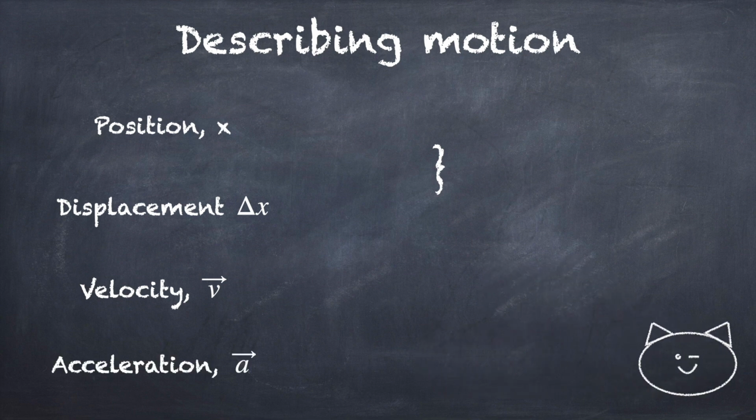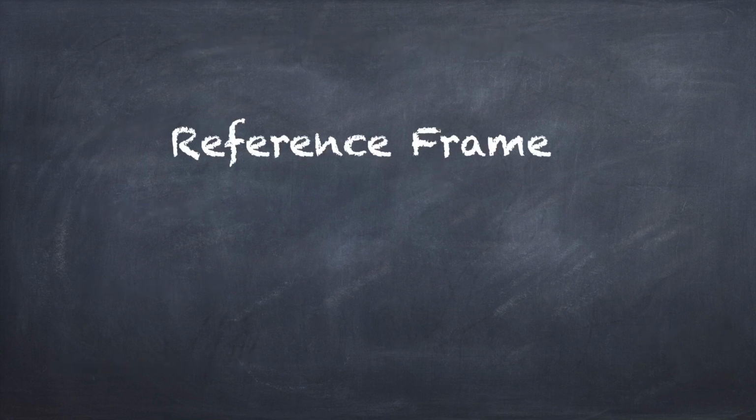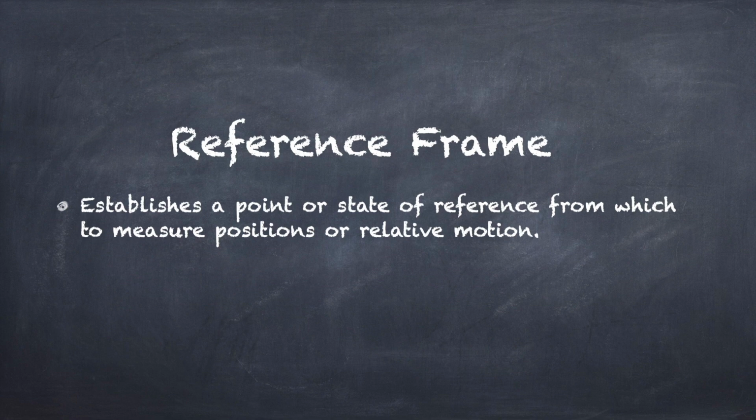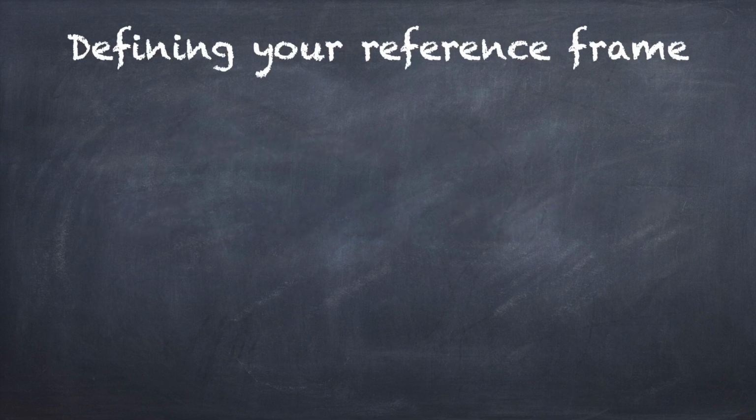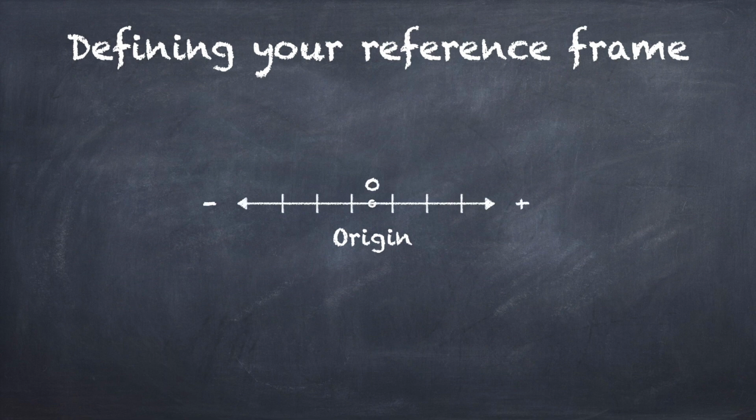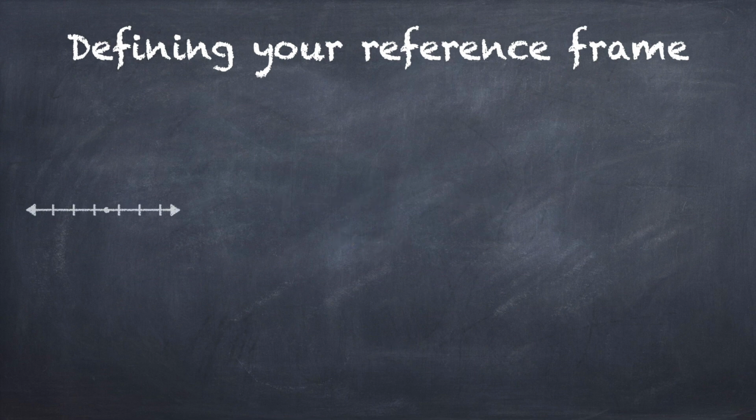However, measuring any of these quantities will depend on defining our reference frame. A reference frame establishes a point or state of reference from which to measure positions and relative motions. Geometrically, this means first establishing an origin, or 0 point. From this point, you can extend a set of axes defining both a positive and negative direction for motion in each dimension. For one-dimensional motion, we just draw a line. Here, you can observe motion back and forth.